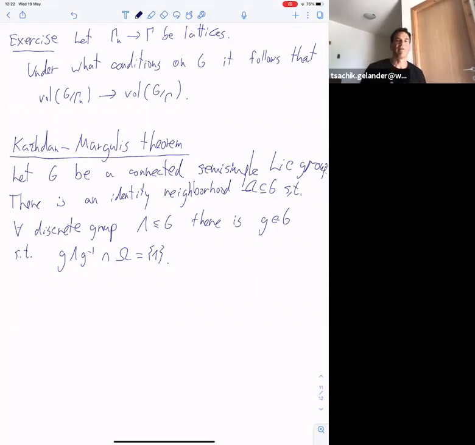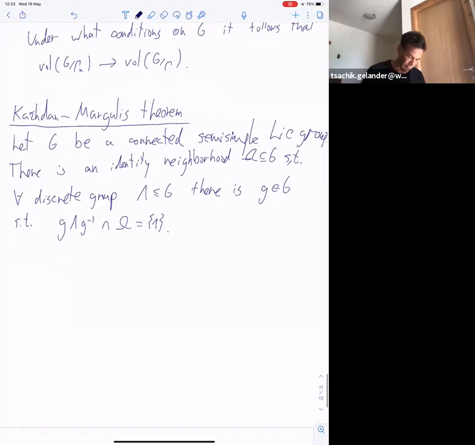This theorem has a very nice application. For instance, it implies that there is a lower bound on the co-volume of lattices, and this is true in general. So here we prove some finiteness theorem. We prove that for every V, there are only finitely many lattices of volume at most V. Before that, Margulis proved the following. So here is one corollary.